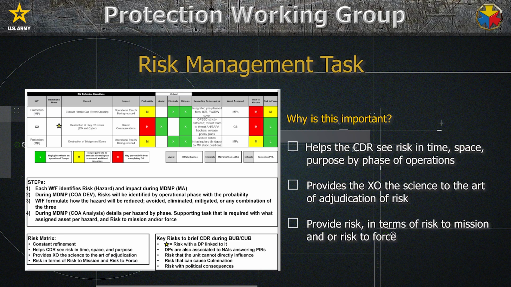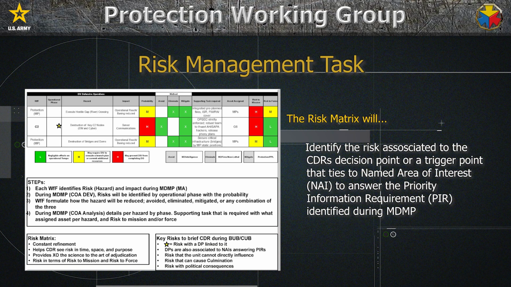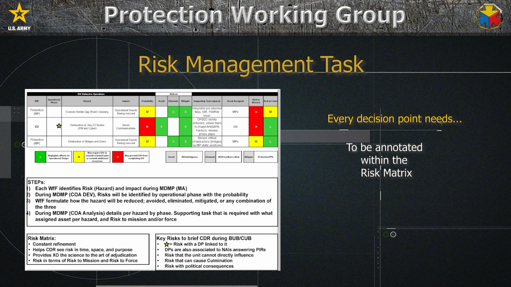Why is this important? This helps the commander see risk in time, space, and purpose by phase of operations, provides the XO the science to the art of adjudication of risk, and finally provides risk in terms of risk to mission and or risk to force. The risk matrix will identify the risk associated to the commander's decision point or a trigger point that ties to a named area of interest, or NAI, to answer the Priority Information Requirement, or PIR, identified during MDMP. Every decision point needs to be annotated within the risk matrix.